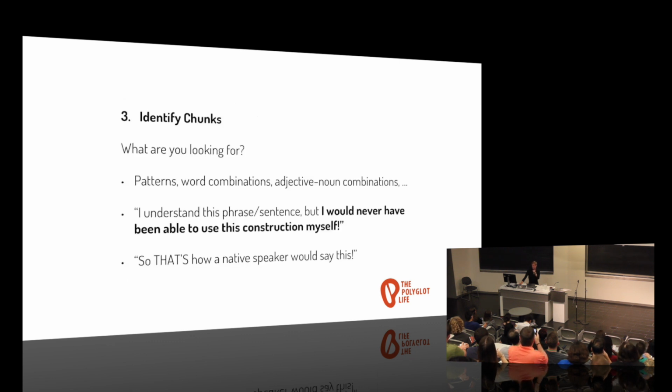And I said this before, what are you looking for? Chunks. Well, patterns, word combinations, adjective-noun combinations. It doesn't really matter which combination. It's not an exact science, but everything where you think, okay, I understand this phrase, this sentence, but I would never have been able to use this construction myself. Just looking out for these things makes a big difference, just adopting this mindset, like I said before.